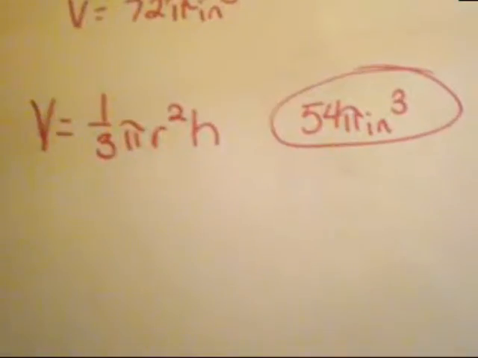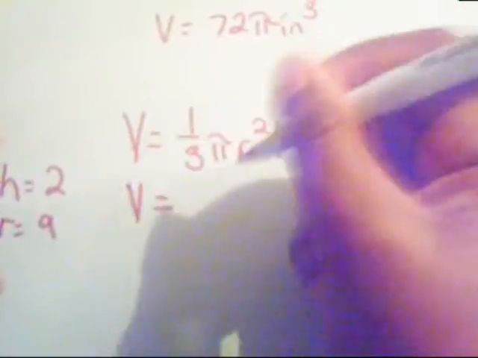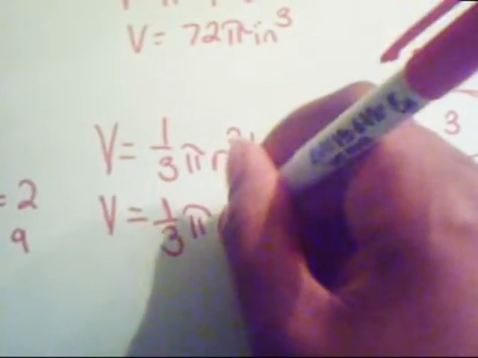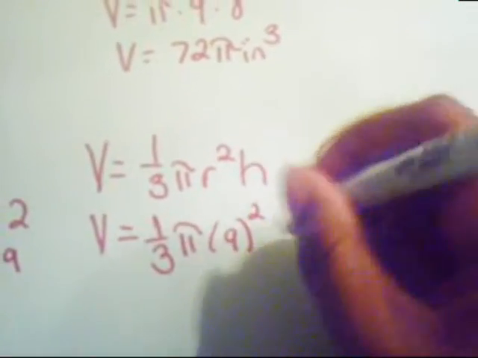Let's fill in what we know. It says that the ice cream cone has a height of 2, so h equals 2, and has a radius of 9, so r equals 9. Let's fill in what we know. V, looking for. 1/3, we know what that is. Pi, we know what that is. Radius this time was 9, so times 9, and the radius is raised to the second power. Then times the height, which is 2.